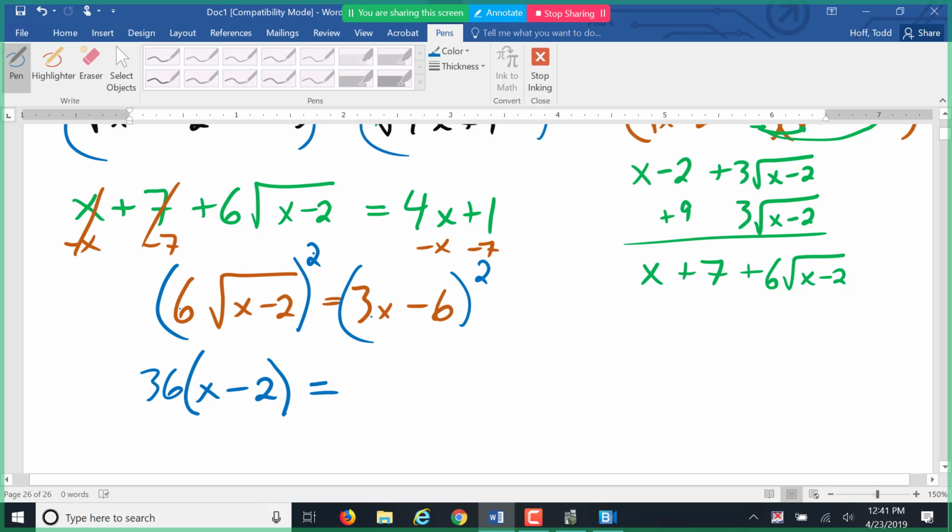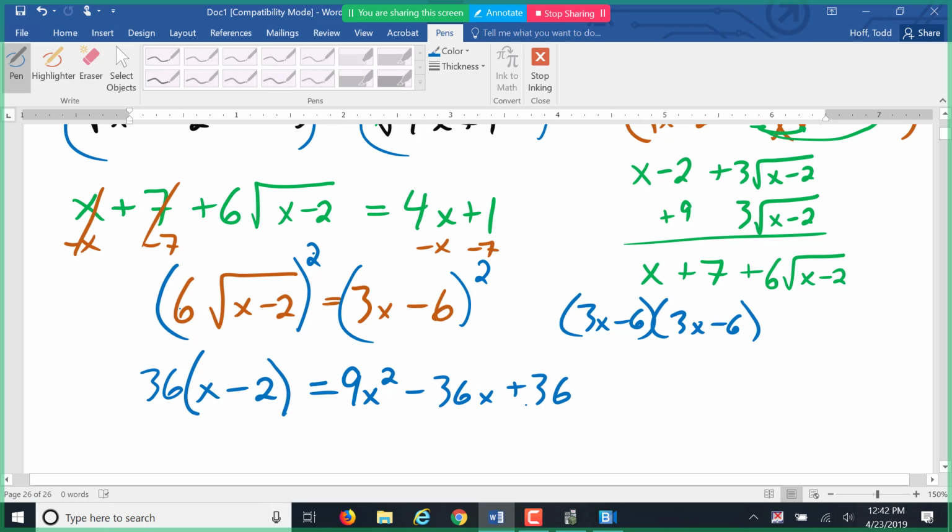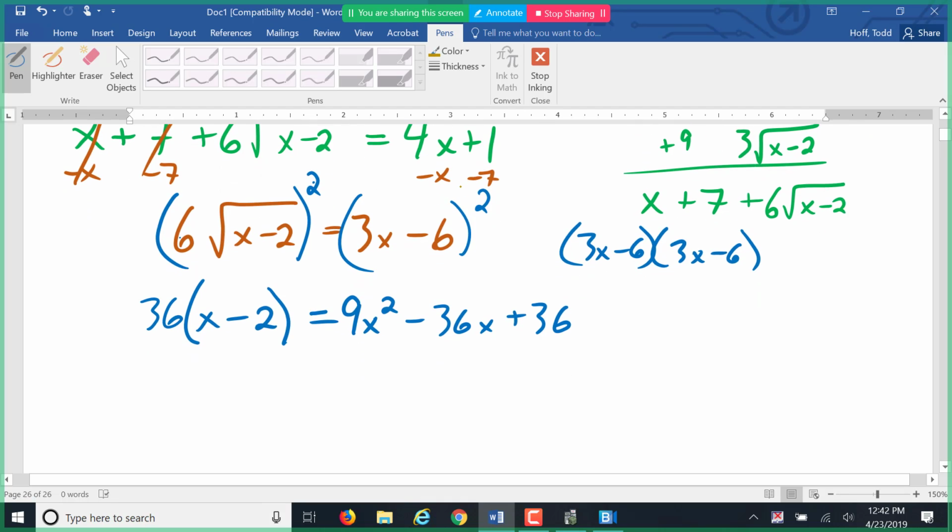Over here, 3x minus 6 squared, of course that's 3x minus 6 times 3x minus 6, which is going to give us 9x squared minus 36x plus 36. So we have a little bit of arranging to do here. I'm going to do my 36 times x is 36x, and 36 times negative 2 is a negative 72.